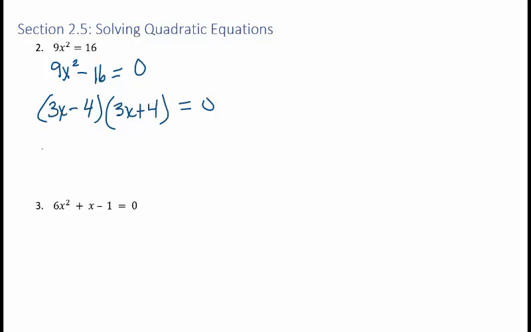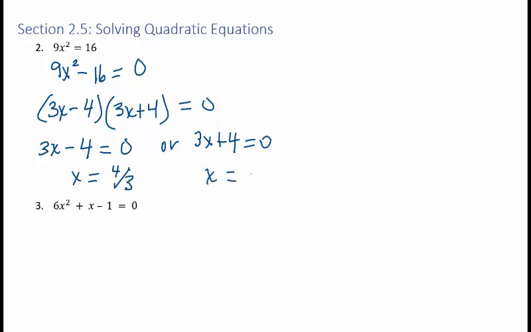And now you can just set each of these factors equal to 0. So 3x minus 4 equals 0, or 3x plus 4 equals 0, and isolate x. So the first equation, we get positive 4/3, and the second equation, we get negative 4/3.